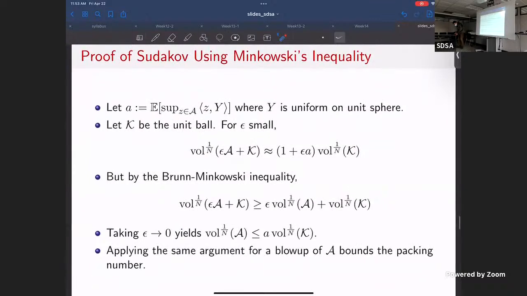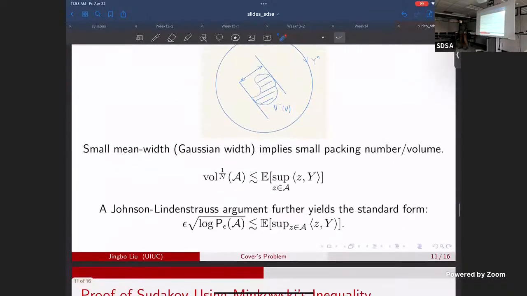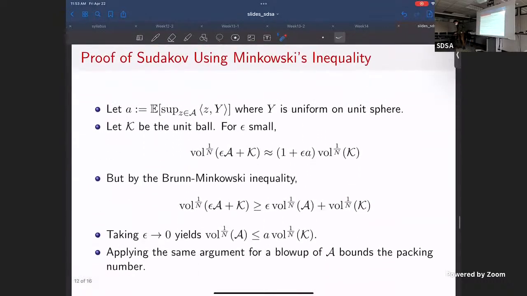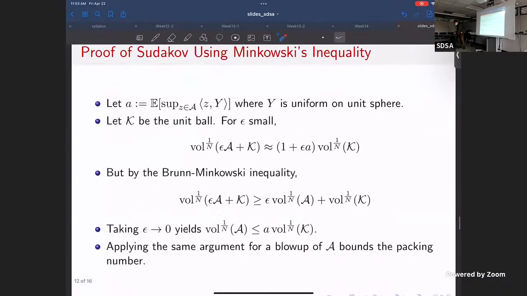So the basic idea of using the Brunn-Minkowski inequality to give a geometric proof for Sudakov is summarized in this slide. So basically, we want to show the inequality on this previous slide. To show this, I define this expected supremum as A. I want to find an inequality between A and the volume of the set A.